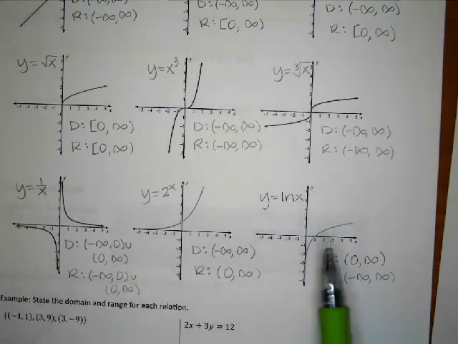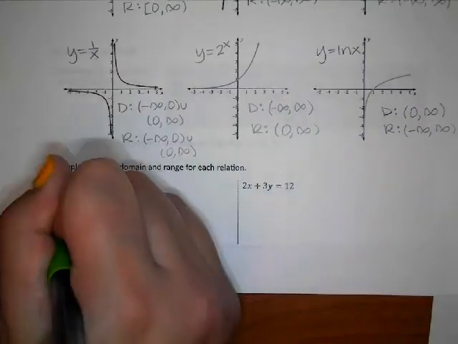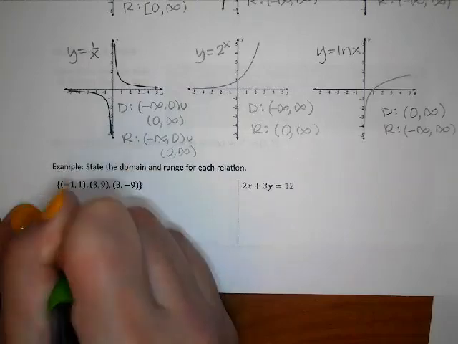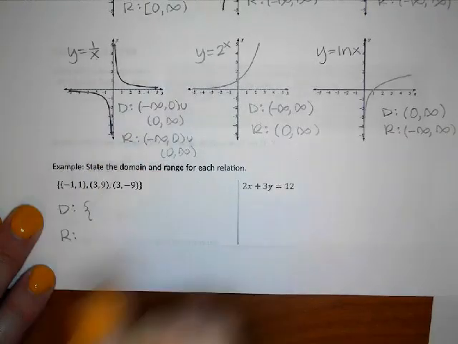So first, we have domain and range of just some points, and so that's pretty easy. The domain is just the x's, and the range is the y's. And so when we have specific numbers that we're going to put, we do the little set notation, the squiggly bracket.